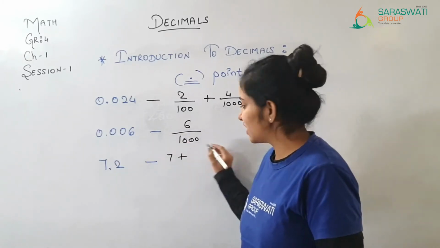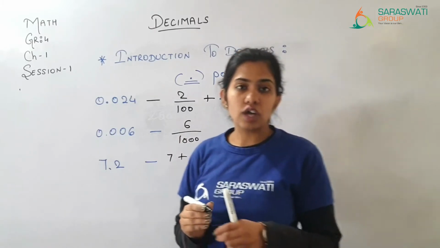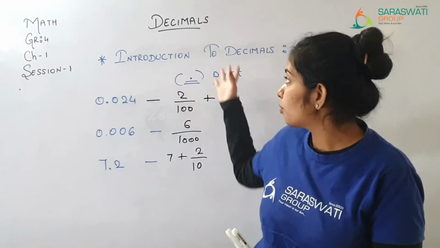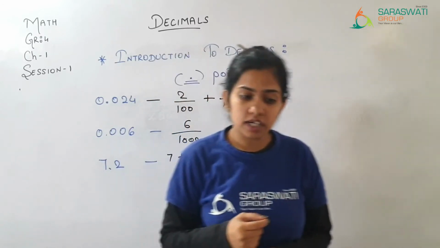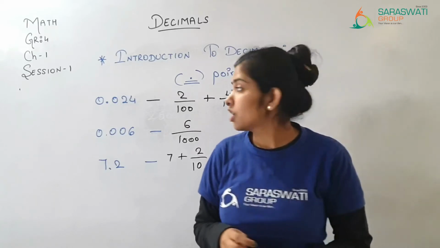This is the only tens value, so it is 2 upon 10. Okay, so in this way you are supposed to write the expanded form of these decimals. When we are given the expanded form of a number, we can write the number in the standard form.